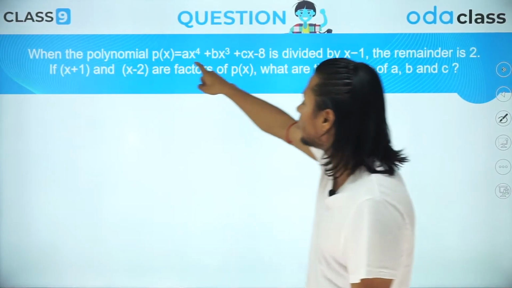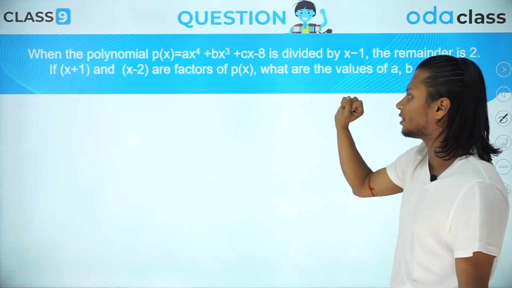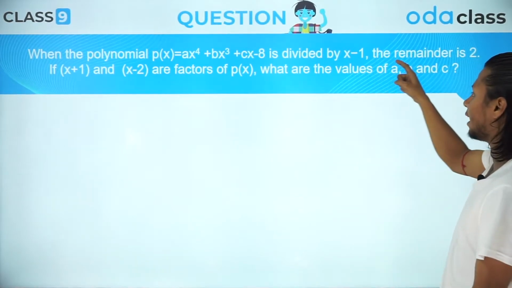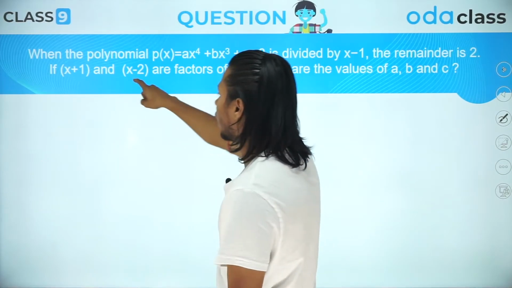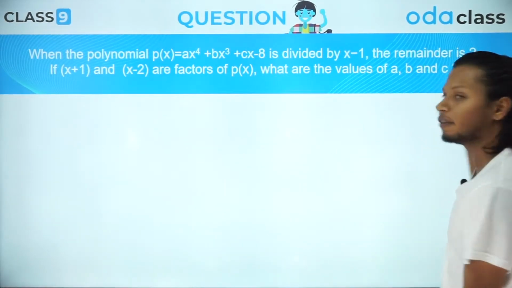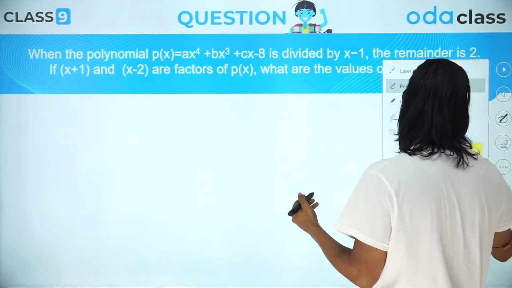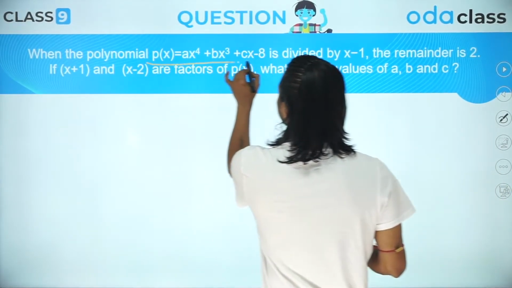When the polynomial p of x is equal to ax to the power 4 plus bx cube plus cx minus 8 is divided by x minus 1, the remainder is 2. If x plus 1 and x minus 2 are factors of p of x, what are the values of a, b, and c? Let's process this information one by one, kids, alright?